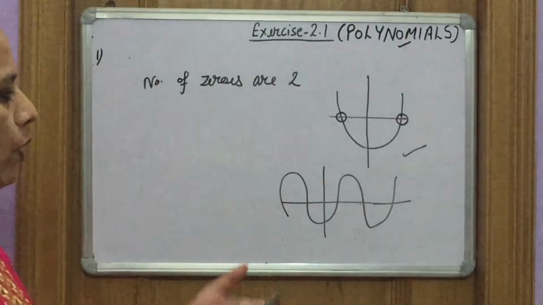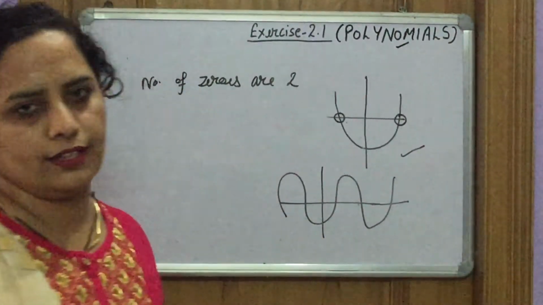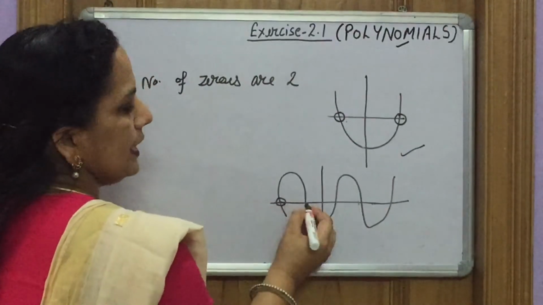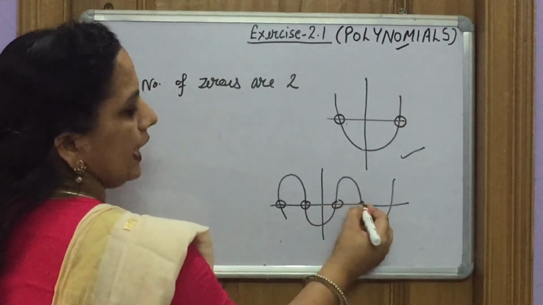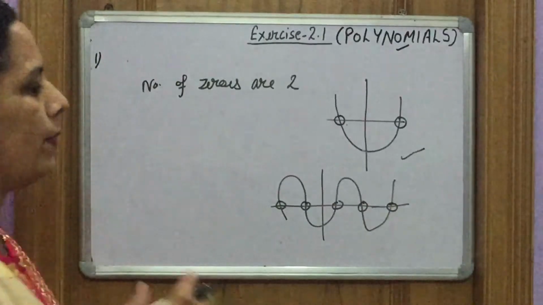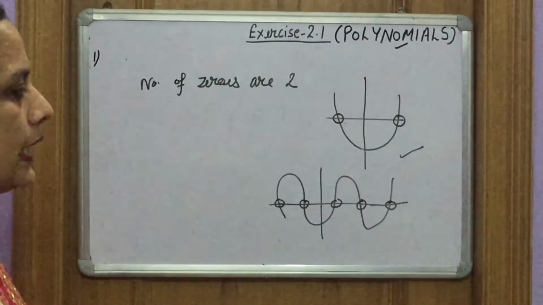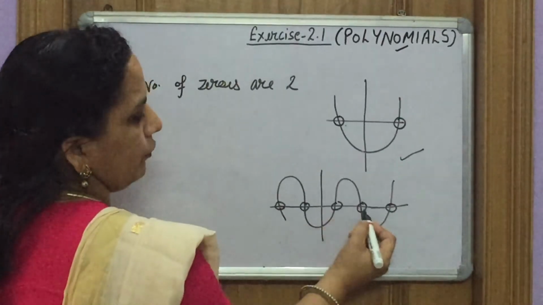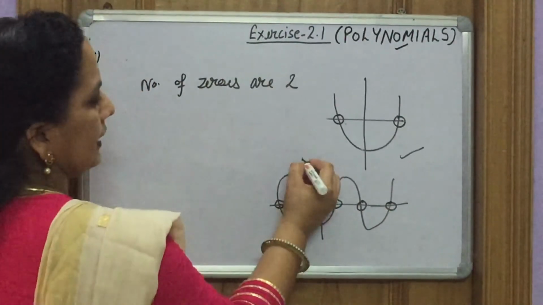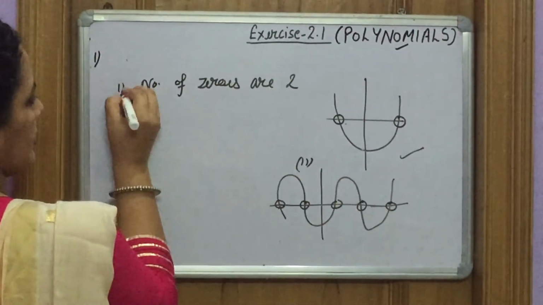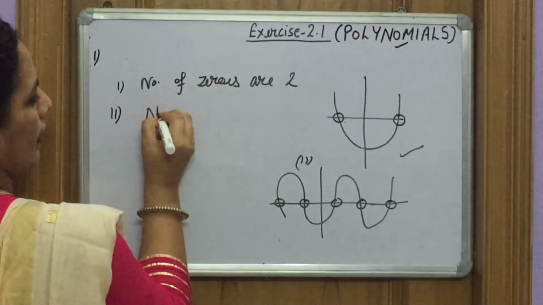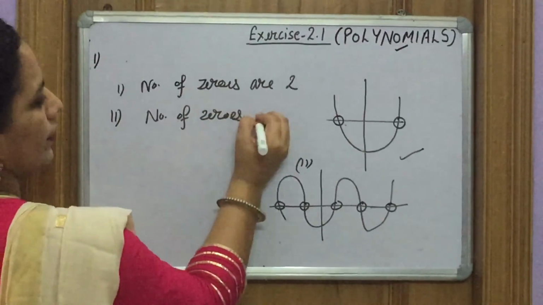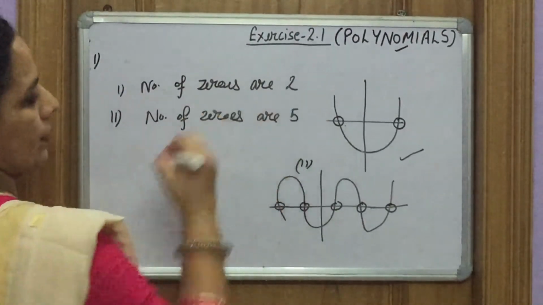Find out the number of zeros in this graph. Just check in how many points this graph cuts the x-axis. Check out: first, second, third, fourth, fifth. So in the second part, the number of zeros is 5.